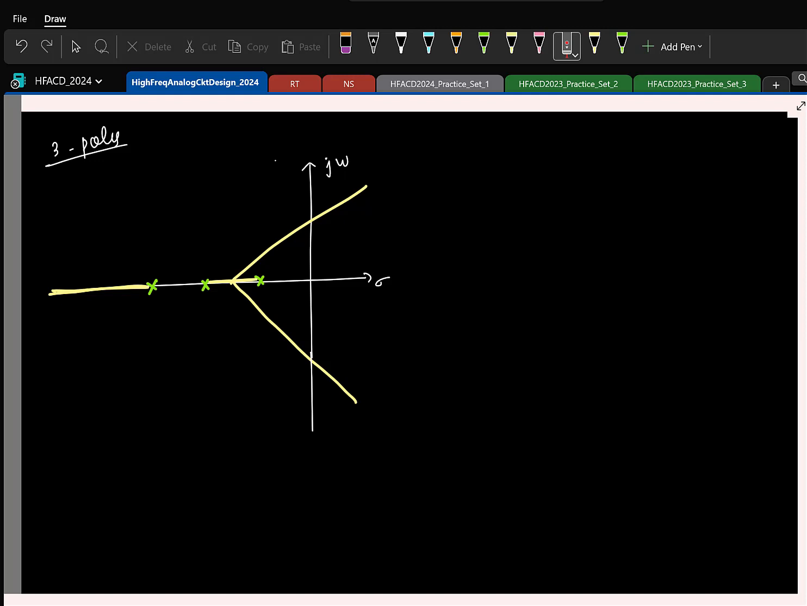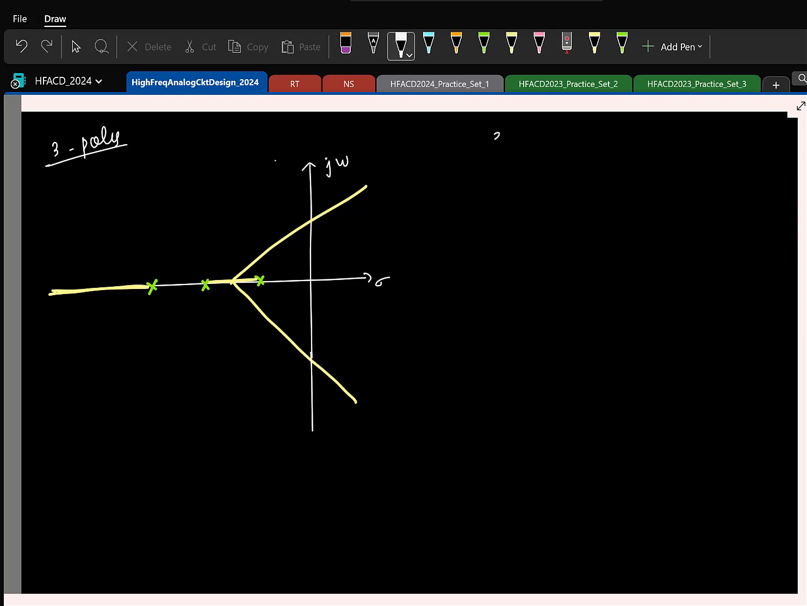I'm not going into a lot of detail about this point and all, but at least intuitively it makes sense that this is how it might go, right? 3 poles, it has to go to infinity. The S plane is there, you split it equally. That's all.